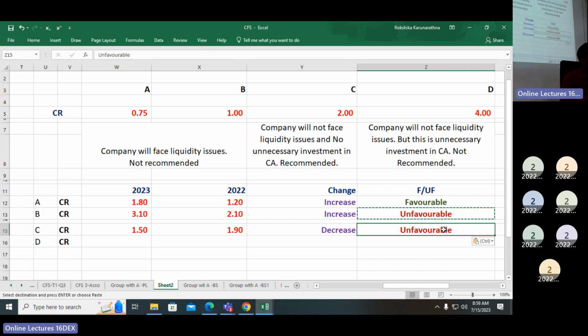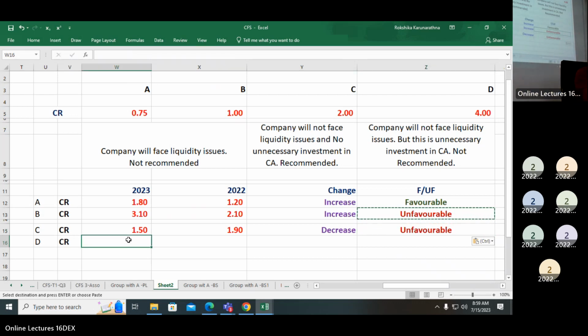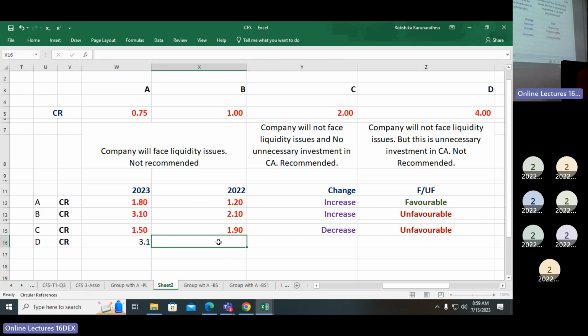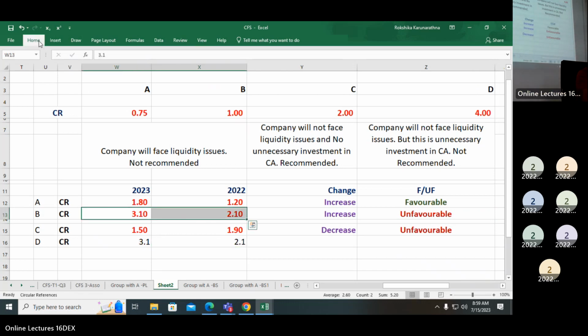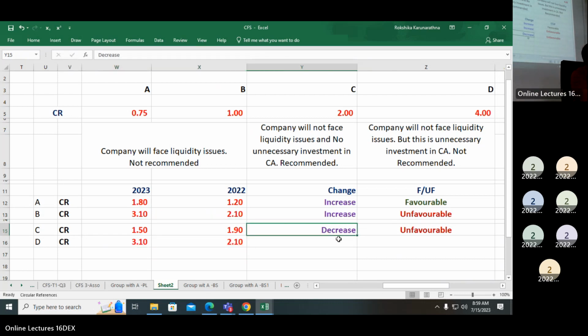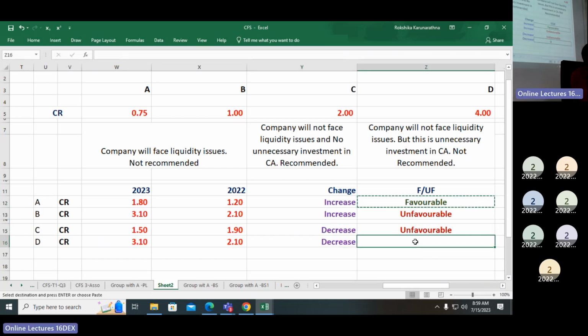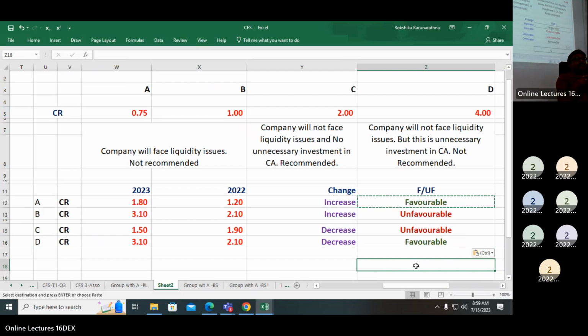If the ratio is moving towards the generally accepted level, that is favorable. If it is moving away, unfavorable. Increase වෙන්නත් පුළුවන්, decrease වෙන්නත් පුළුවන්. Right? මේක මම බලනවා. 3.1 තිබිලා 2.1. Now a decrease, but this decrease is favorable. You are moving towards the norm. අපි බලන්න ඕනේ norm එකත් එක්ක. What is the best level this ratio expects?